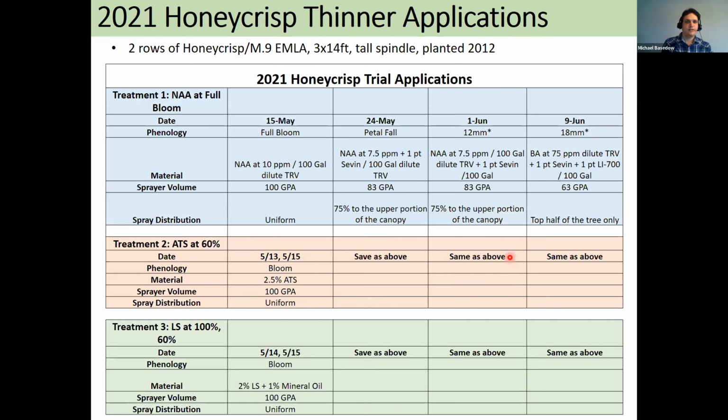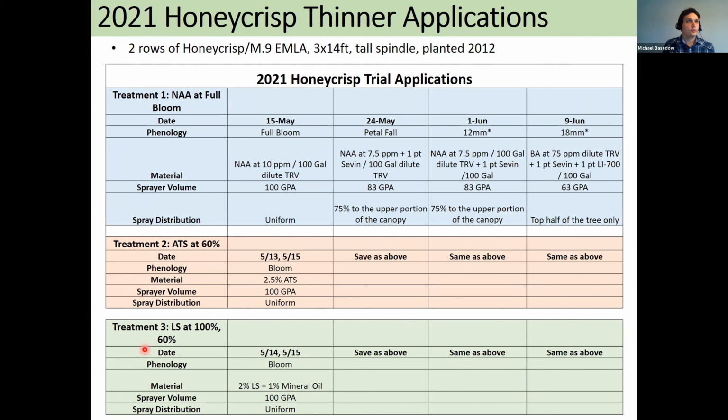And then finally, our final setup was our 2021 Honeycrisp trial. These were 2 rows of Honeycrisp again on M9. This was trained to tall spindle, 3 by 14 foot spacing, planted in 2012. And now we had that NAA treatment. We had an ATS treatment, 2 applications at 60%.